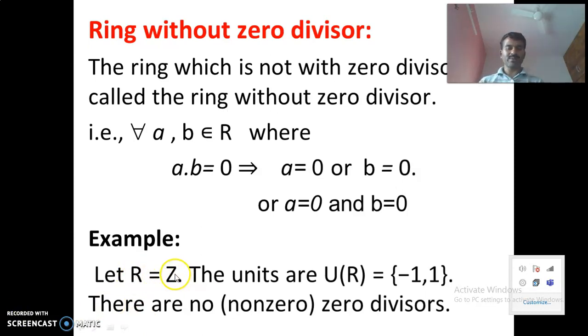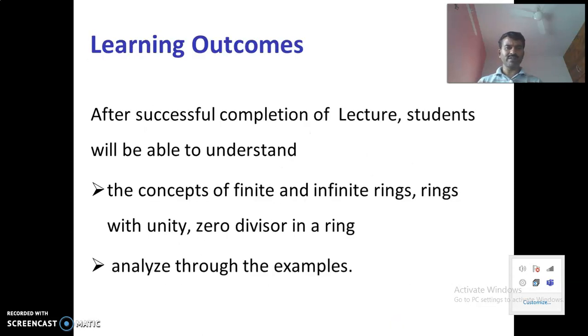Let us take the system R equal to Z, the integers. The units here are 1 and -1. There are no non-zero divisors. Keep in mind, there are no zero divisors, because the product of non-zero elements is non-zero.